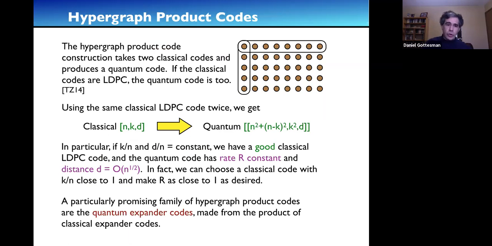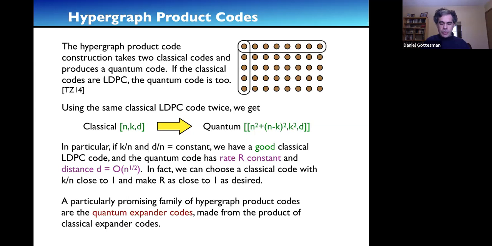So hypergraph product codes. So what are those? Well, again, I'm not going to get into the technical detail, but basically it's a construction that takes two classical codes and from them it produces a quantum code. So it's some sort of product construction. Again, I can't really say too much more without going into more detail than I really want to.